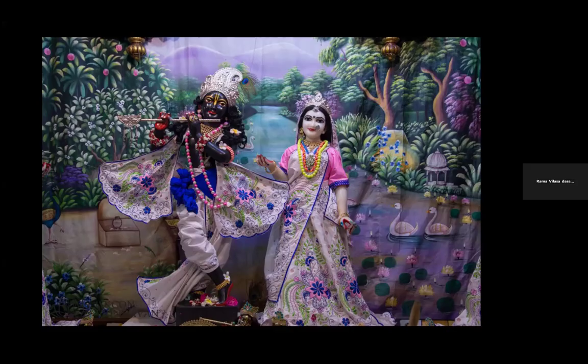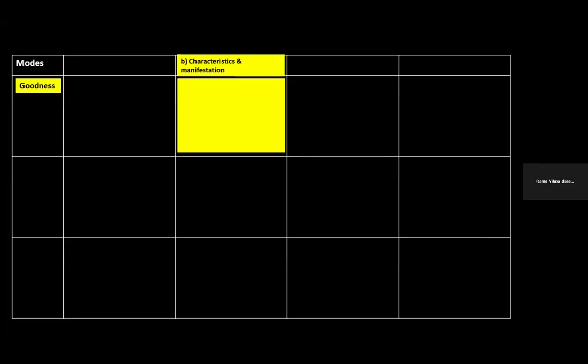All right, let's populate the chart now. So now you have this next column, titled B. The title is Characteristics and Manifestation. These are verses 11, 12, and 13. The column for goodness and characteristics you are populating comes from verse number 11. Illuminates nine gates of the body with knowledge. Frees one from sinful reactions.